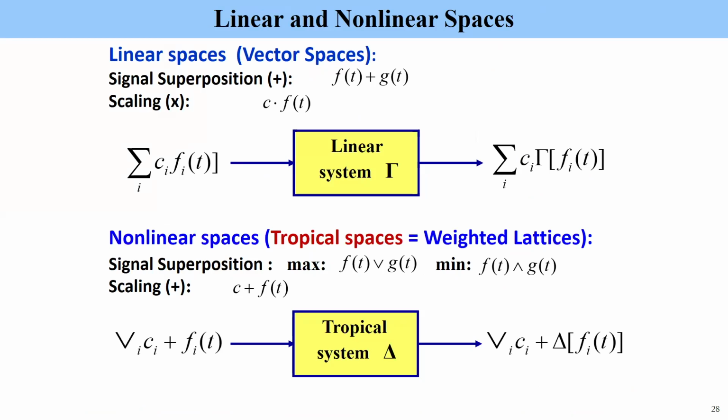In the same way that we have the classical concept of a linear space, now we can talk about a tropical space, which is defined on weighted lattices. For a linear system, if its input is a linear combination of functions, the output is the corresponding linear combination of the output functions. Now for a tropical space, we have a max combination of functions with additive constants, creating in the output a corresponding max plus combination.